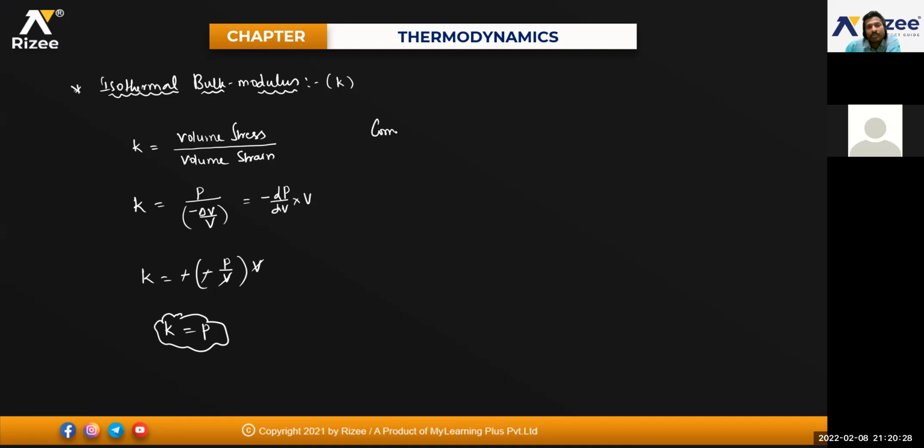Similarly, compressibility, C, is the reciprocal of the bulk modulus. That means C is equal to 1 by K. So compressibility is equal to 1 by bulk modulus, or C is equal to 1 by K, or the isothermal bulk modulus is equal to the pressure. Is it clear?